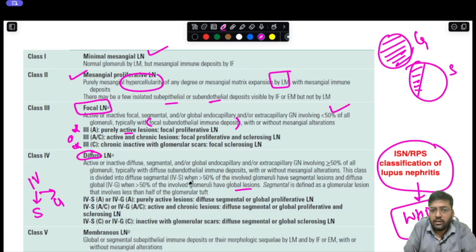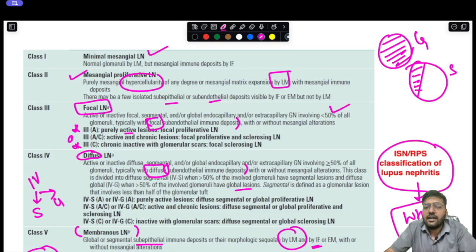This also shows diffuse subendothelial immune deposits. In class 3 the deposits were focal; here they are diffuse. Class 5 is membranous lupus nephritis. Remember, here you have global or segmental subepithelial immune deposits or their morphologic sequelae seen by light microscopy and confirmed by electron microscopy as well as immunofluorescence, with or without mesangial alteration. And class 6 is advanced sclerosing lupus nephritis, where 90% or more of glomeruli are globally sclerosed without any residual activity. So this is the detailed discussion about the different types of lupus nephritis.